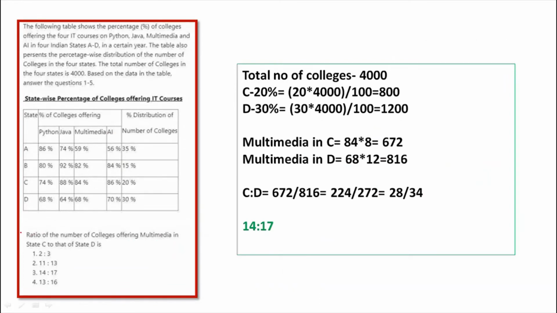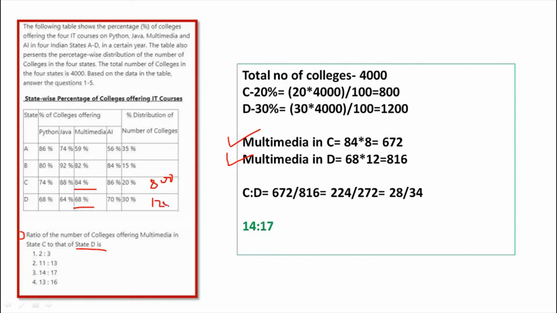Question number 3. Ratio of the number of colleges offering multimedia in state C to that of state D. So now we will have to calculate multimedia in state C and multimedia in state D, and then we will find out their ratios. So multimedia in state C we have 84% and state D we have 68%. Total number of colleges in C we already calculated is 800 and in D is 1200.